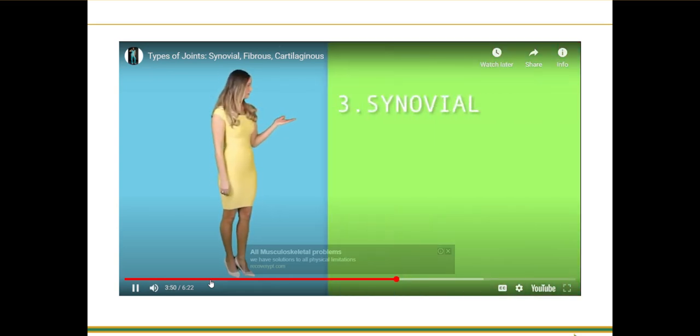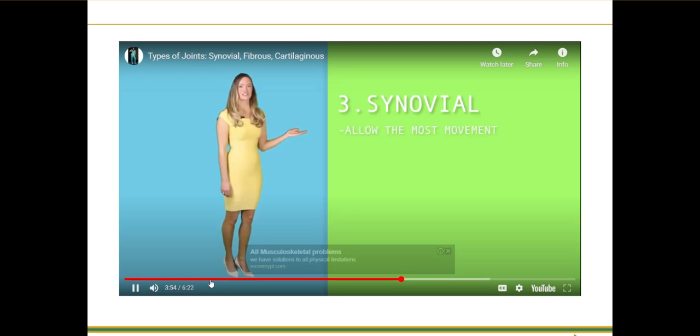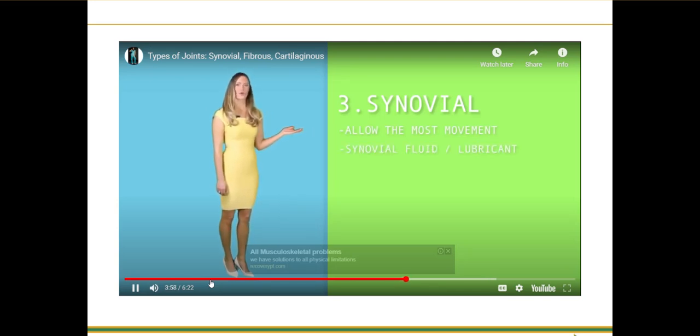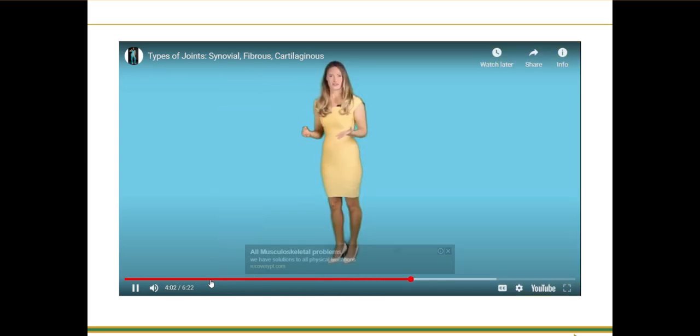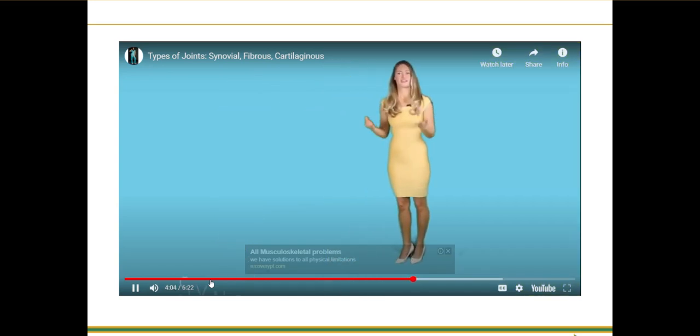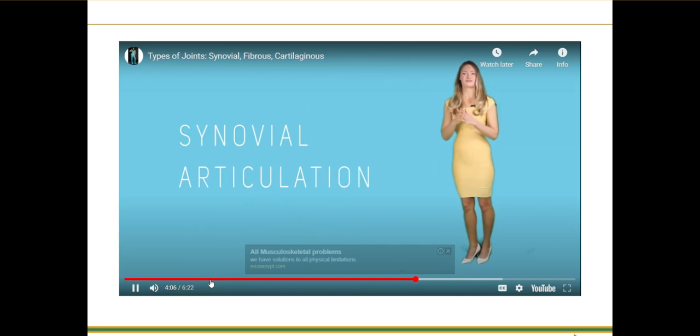And 3. Synovial. These joints allow the most movement for bones. There is a synovial membrane at the bone which produces synovial fluid, which will act as the lubricant to allow free movement. Amongst these three structural types of joints, the synovial articulation is further classified into several kinds.